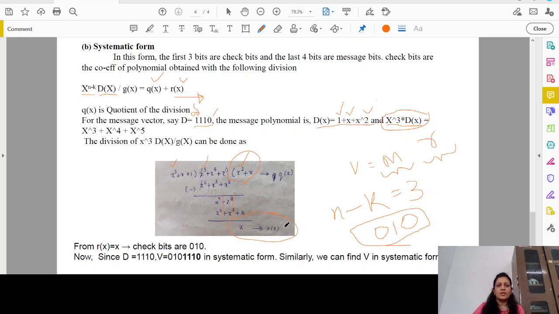Now what I will do is take the message 1110, whatever we have taken over here. I will write the check bits and then I will write the message. So if you write check bits and message together, that will give you V in systematic form. Similarly, you can find all V in systematic form by considering the different combinations for D varying between all zeros to all ones. Okay, thank you.